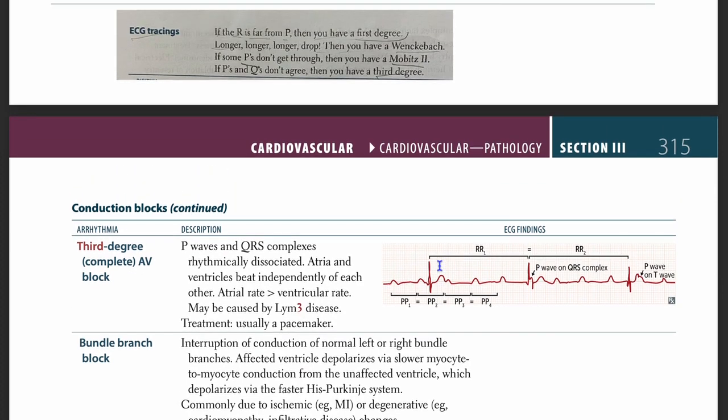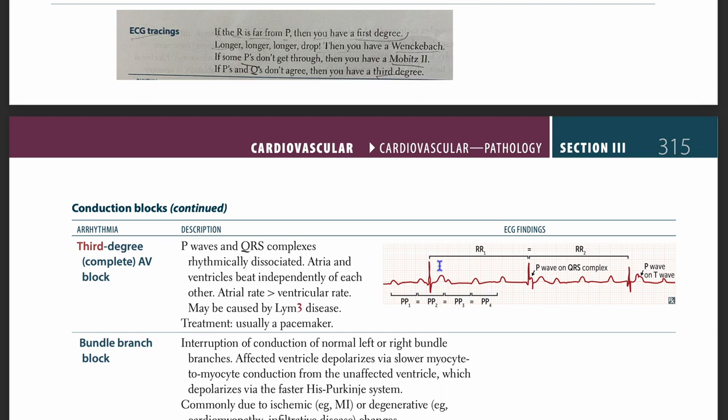So third degree is a complete AV block. Here you have the distance between P and P is the same as between R and R complexes, right? However, RR does not correspond to the P's and the P's don't correspond to the R's, okay? So P waves and QRS complexes are rhythmically dissociated. Our atria and ventricles beat independently of each other.